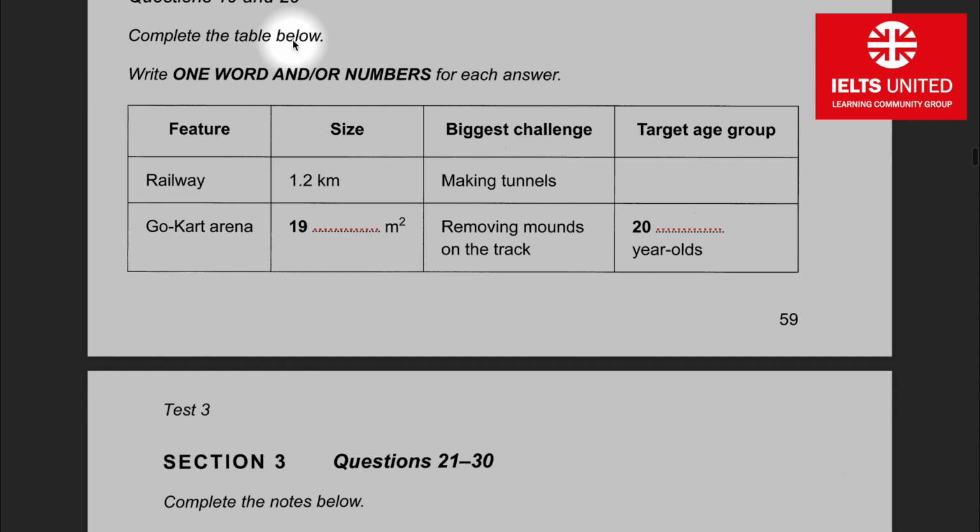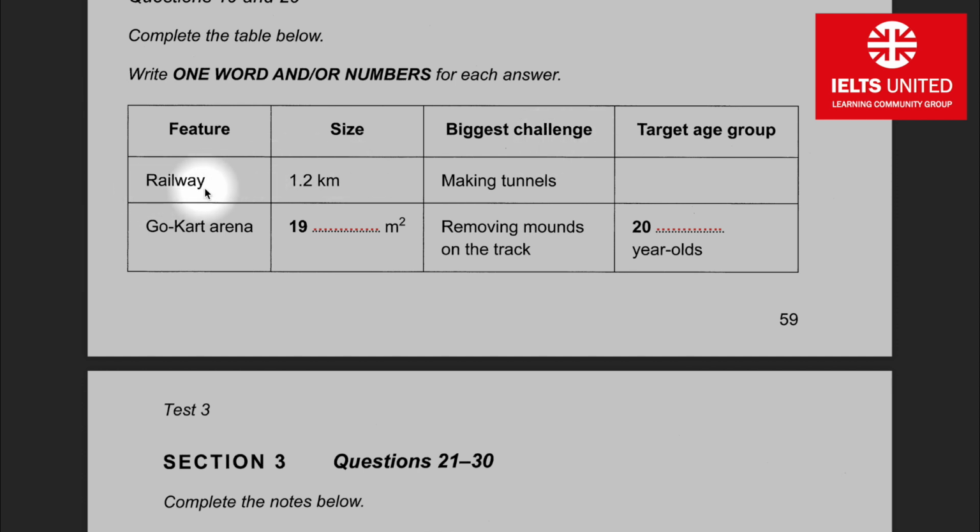So complete the table below. Write one word and or numbers for each answer. Okay, so just one word that's important to remember and number, and we have a table here. So let's see. It has features, size, the biggest challenge, and the target age group. And remember, a challenge might be like a difficulty they experienced or a problem. So think of synonyms and related words to challenge.